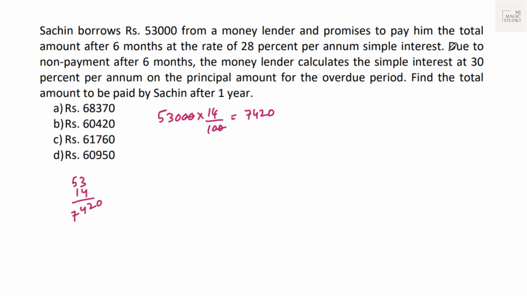So that is 7420. Due to non-payment after 6 months, the money lender calculates the simple interest at 30% per annum on the principal amount for the overdue period. How much is the overdue period? Find the total amount to be paid by Sachin after 1 year. That means the overdue period is again 6 months. So you need to pay an extra 15% on principal.